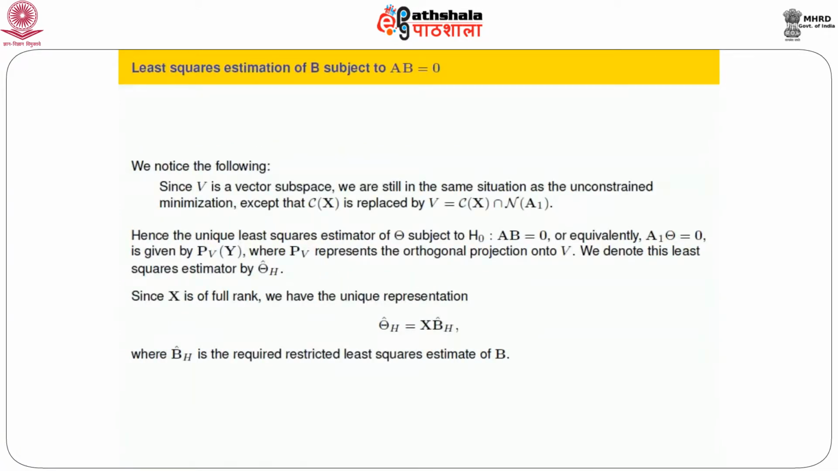So what we do now, we have to therefore find an expression for this theta hat H. We notice that basically we are projecting the Y vector, each column of Y, to the vector space V. So we need now V, which is the column space of X intersection null space of A1. Let us use this identity: PV is equal to PX plus PV minus PX.